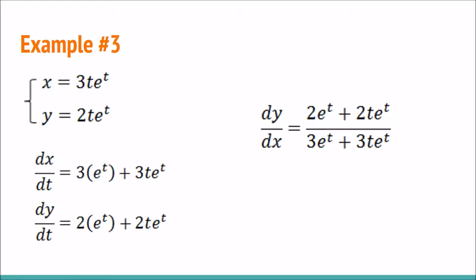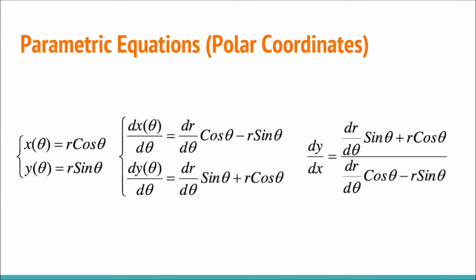Parametric equations using polar coordinates are almost the same thing. We know that because x equals r times cosine theta and y equals r times sine theta, when we take d of y divided by d of x, we'll get the derivative of r with respect to theta multiplied by sine theta plus r times cosine theta, divided by the derivative of r with respect to theta multiplied by cosine theta subtracted by r times sine theta.